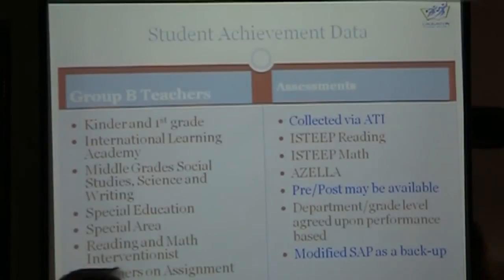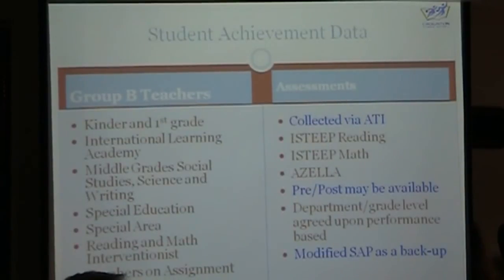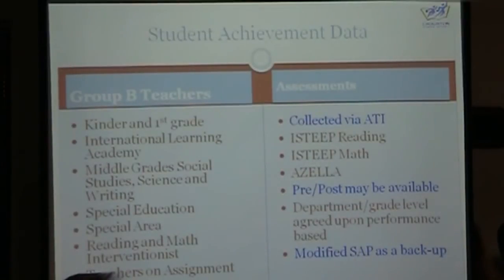So how will we move Group B teachers into Group A? I'm looking at the K-1 grades and what you're describing in terms of iSteep and Azella and potentially pre and post tests. When those are all fully implemented, that will mean those teachers have valid and reliable data in the content areas for which they teach. Can you describe a little bit of the process you're envisioning? At what point will you make recommendations, or will it just occur that the group will be categorized under Group A?